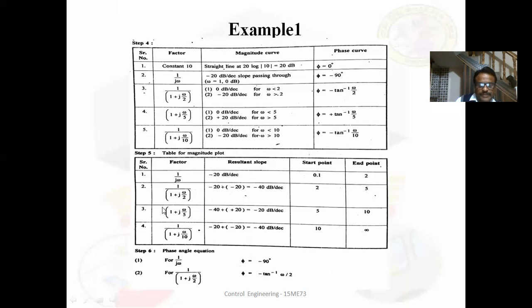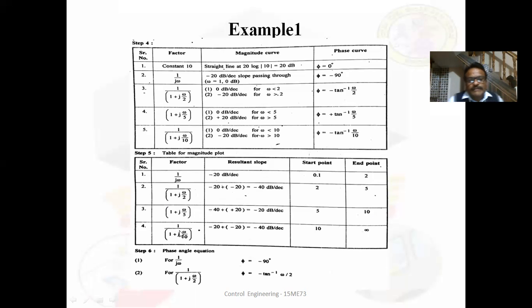Then you take the first order zero, 1 plus j omega by 5. The previous resultant slope is minus 40, and for this it is plus 20. Minus 40 plus 20 gives minus 20 dB per decade. Where does it start? At 5, and it ends at 10 radian per second.